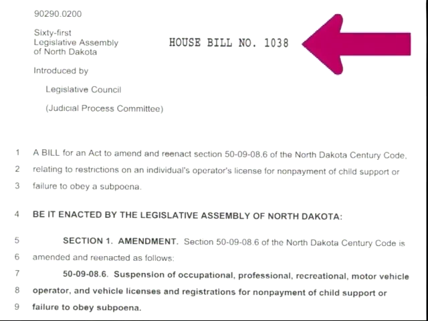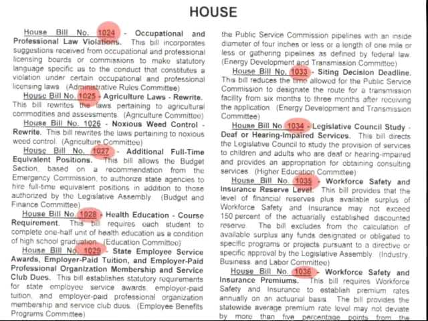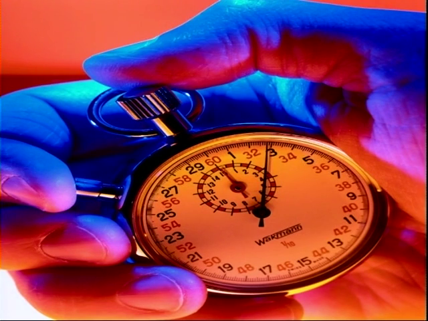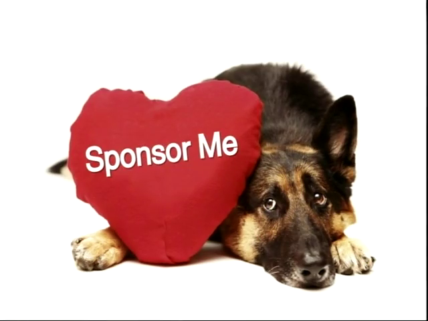Every introduced bill has a number, and the easiest way to follow a bill's progress is by visiting the legislative website and following the bill number. House numbers are usually a 4-digit number beginning with a 1, and Senate bills are usually a 4-digit number beginning with a 2. Bills have a limited time period in which they can be introduced, and legislators have limitations on the number of bills they can sponsor or co-sponsor.